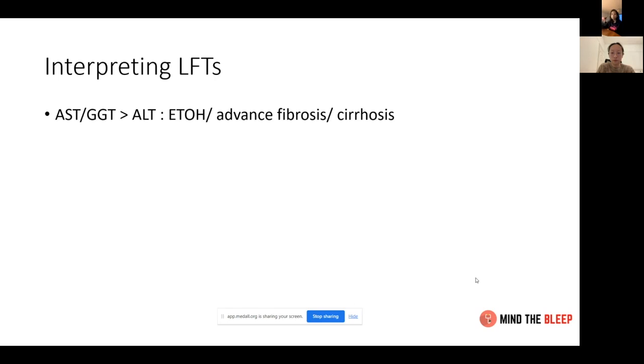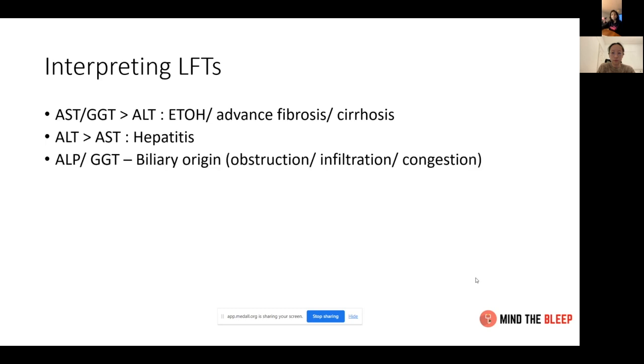So just breaking down the liver function test. If someone has predominantly raised AST more than their ALT, then you think it's either alcohol related or advanced fibrosis. If it's ALT that's much higher than the AST, then it's hepatitis. If it's ALP or GGT that's raised, it's cholestatic, so it's extra hepatic, so you think it's biliary in origin. It could be obstruction, infiltration, or congestion.